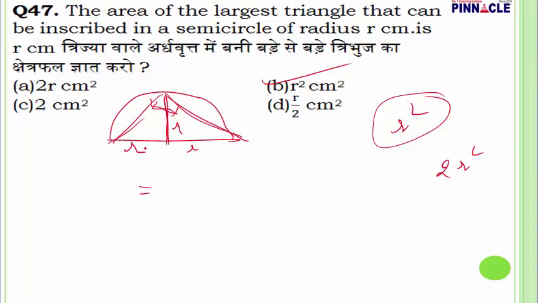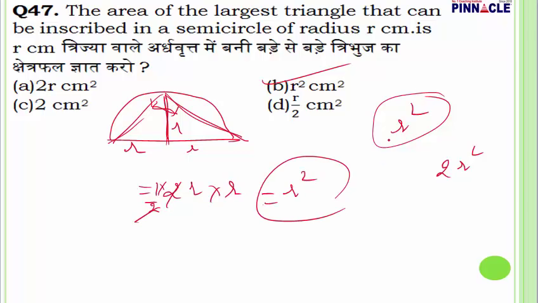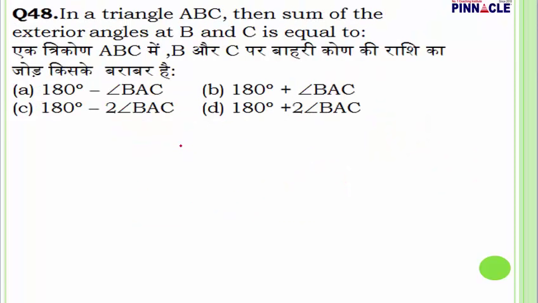Otherwise, you can also see it like this. This is the total base 2r. You can write like this, 1 by 2 base, which is 2r, and height r. That should be equal to r square. You can also think in that term, but it is more important that you must know this, because this is a very frequently asked, important question. You must know it for the triangle as well as for the square.